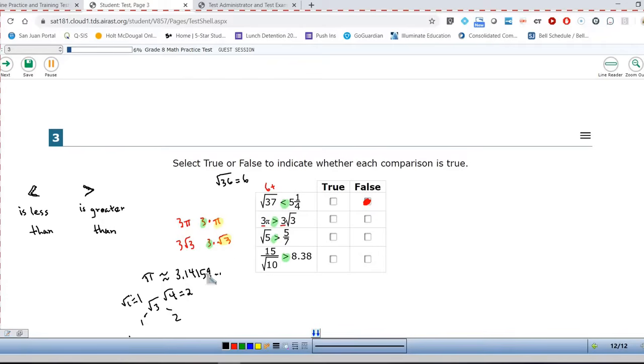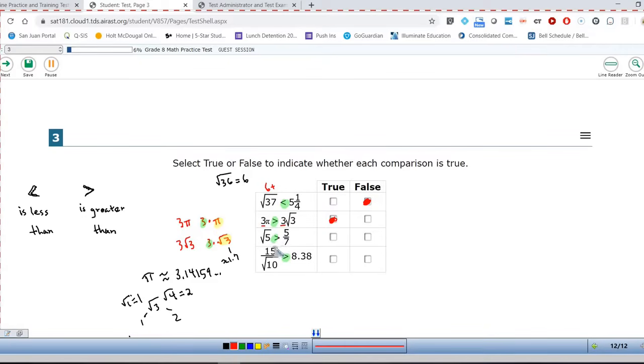So I want you to think about this. Pi is 3.14159. The square root of 3 is between 1 and 2. A lot of times people want to say 1.5. It's actually a little closer, but let's say maybe about 1.7. All right. So how does pi compare to square root of 3? Well, pi is definitely bigger. So is 3 times pi greater than 3 times square root of 3? The answer to that one is yes. So that one is true.